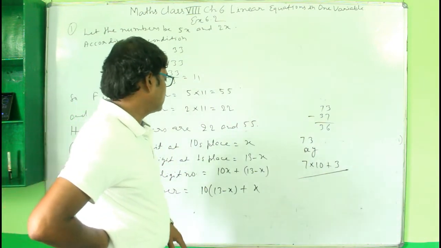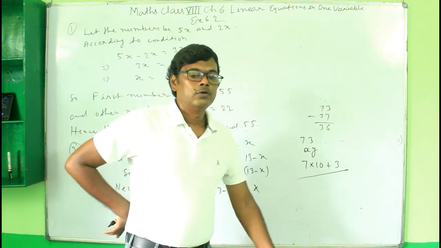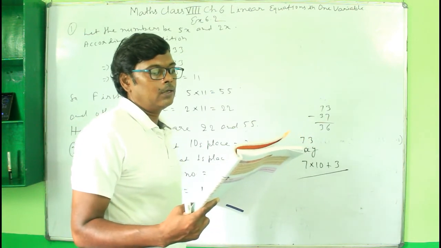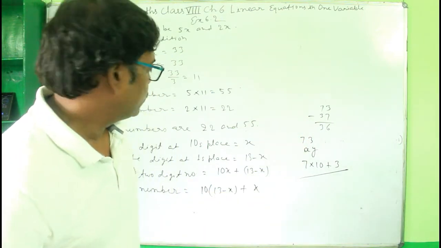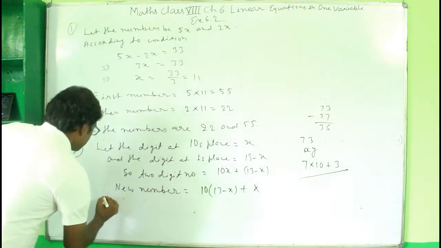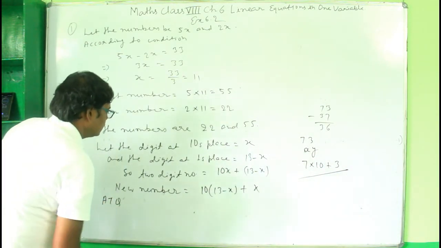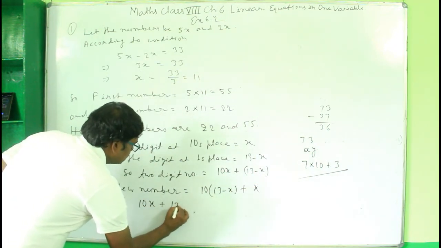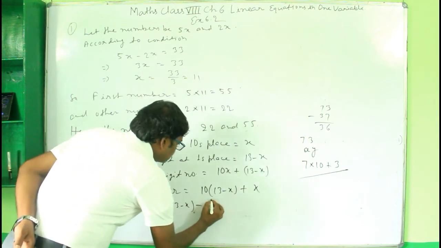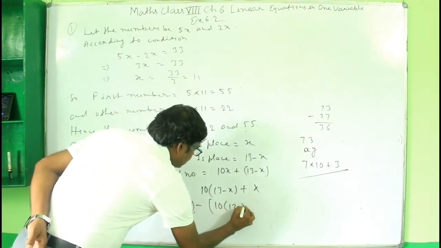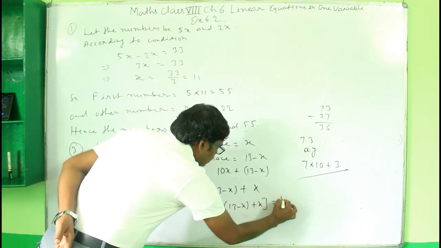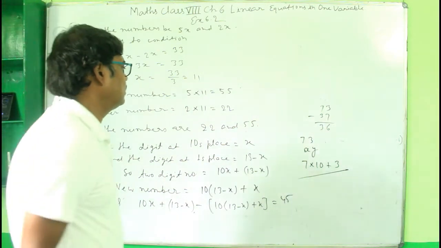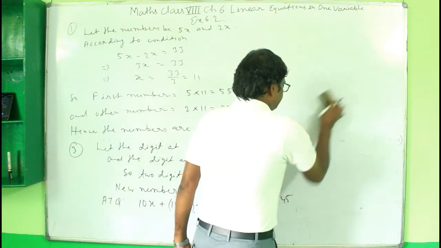And now the difference between this and this is given as 45. That is, the question says 45 is the difference between the number and the reversed form. So according to the question, this number minus this number: 10x plus 13 minus x, minus 10 times (13 minus x) plus x, equal to 45. This is the difference. Now you will solve this equation and then you will get the answer.